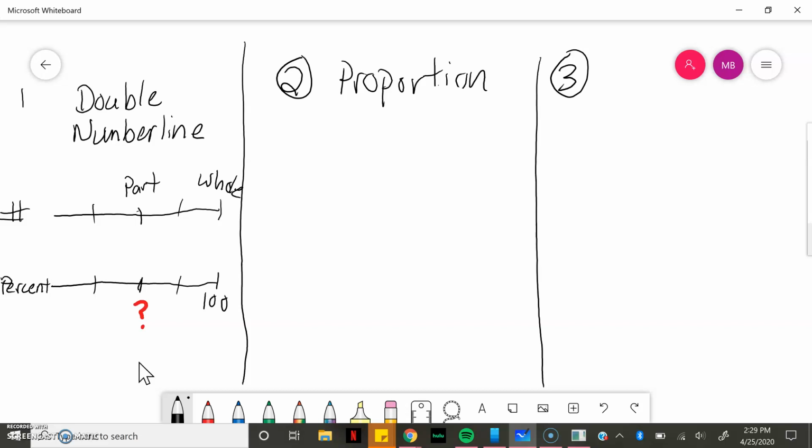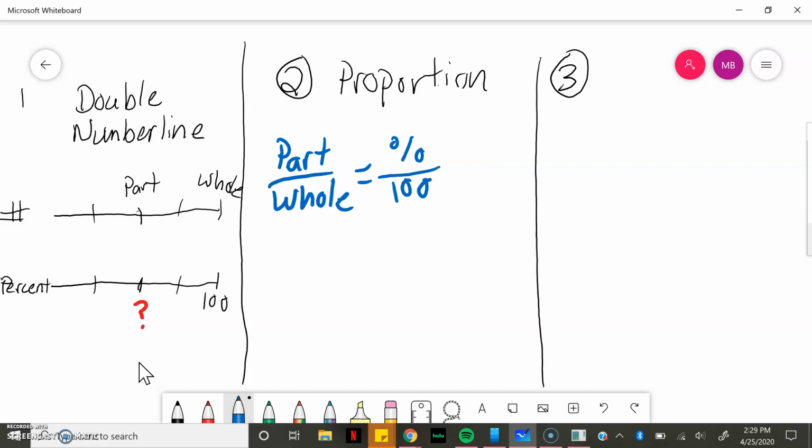Another way you could set up this problem is to use a proportion. So for a proportion, you're going to do the part divided by the whole is going to have the same relationship as the percent out of 100. So we're looking for this percent here. So you're going to have a number for your part, and you're going to have a number for your whole.